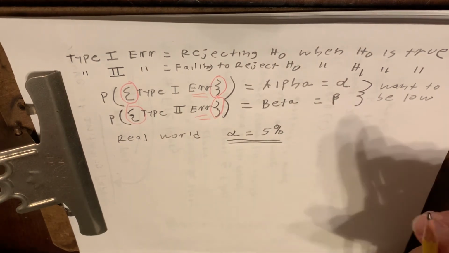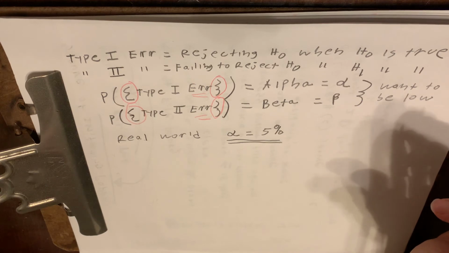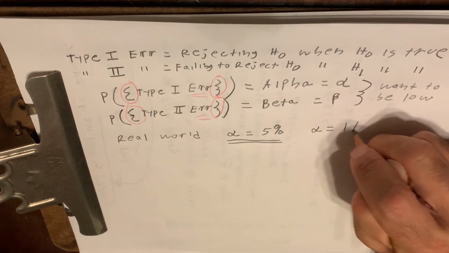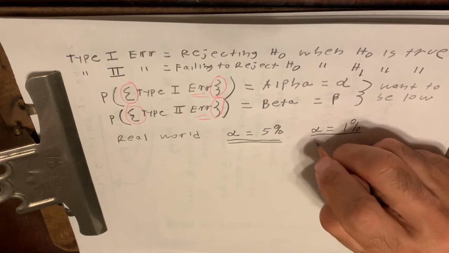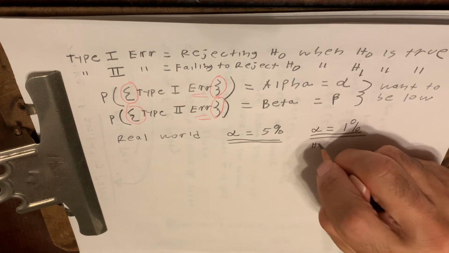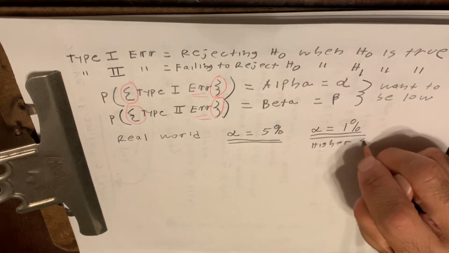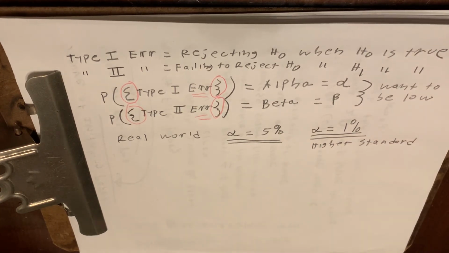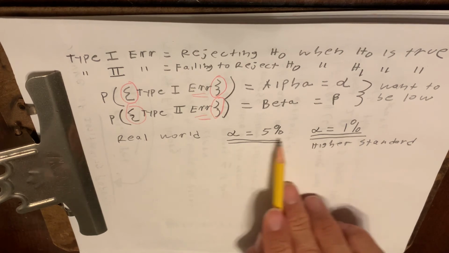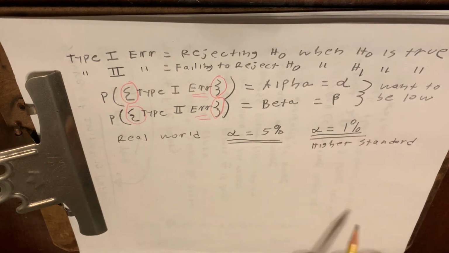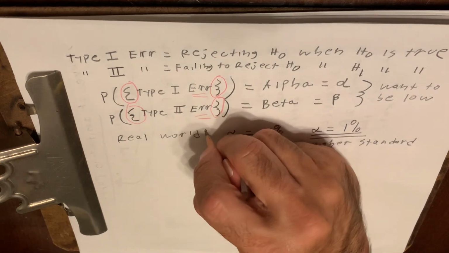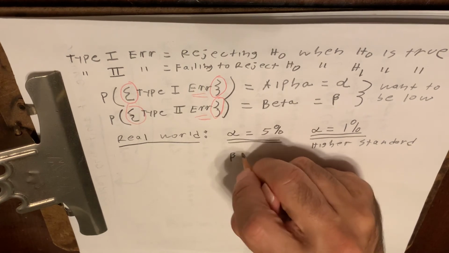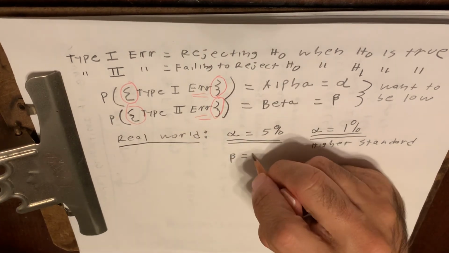So this is pretty much the gold standard. Alpha is usually set to about 5%. But sometimes alpha is equal to 1%. Sometimes we want a higher standard. So in the real world, you'll see alpha values of 5% almost always, but sometimes this 1% higher standard is used. And beta is often 20%.